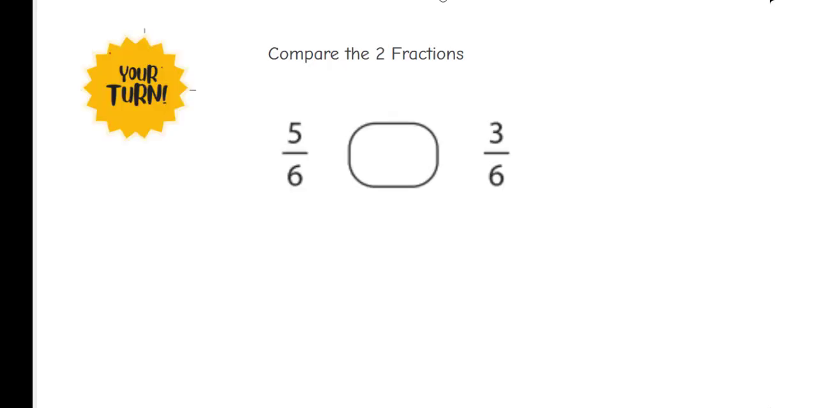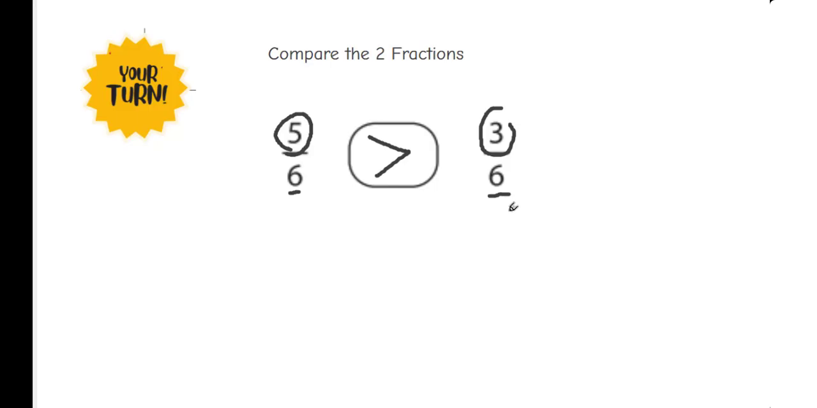Let's try the next one. This time, I want you to compare the two fractions, and they do have like denominators, so go ahead and figure that out. Pause your video and then come back. Now these are pretty easy. Your denominators are the same, so now you just look at the top number, the numerator. 5 is greater than the 3. 5/6, therefore, is greater than 3/6. You can draw pictures to prove that, and it comes out.